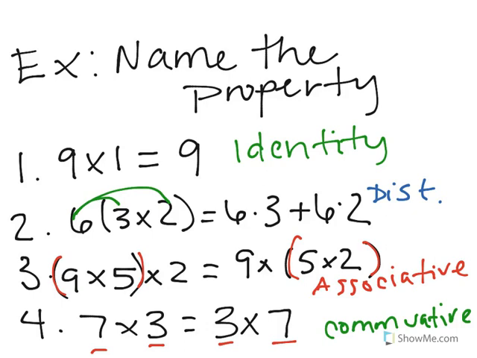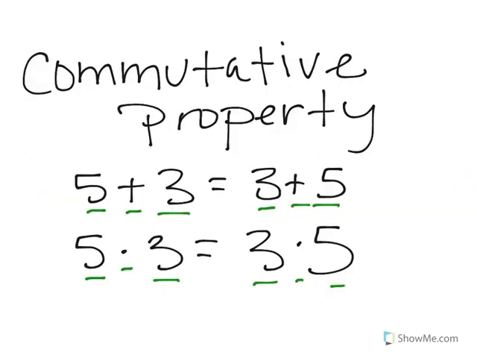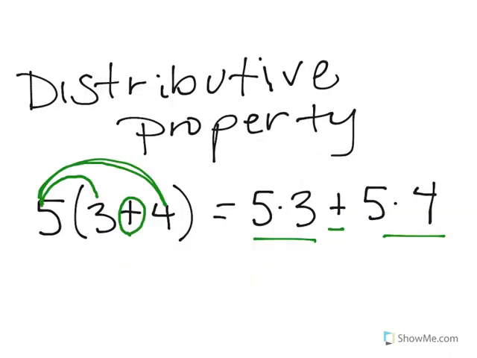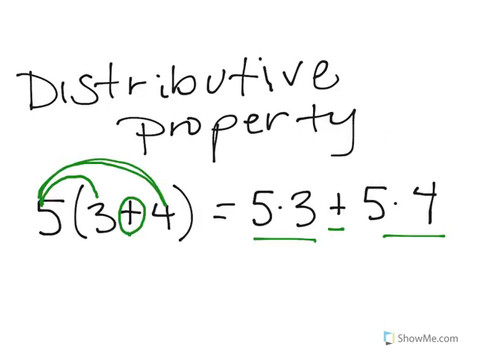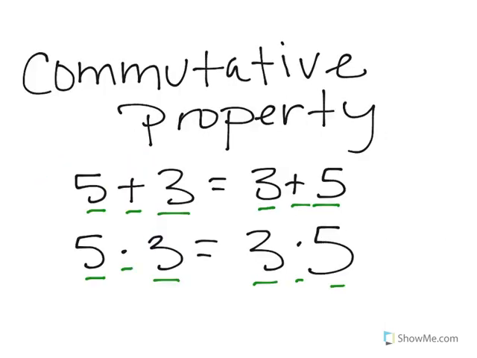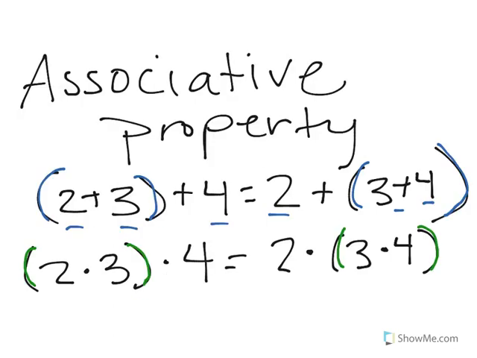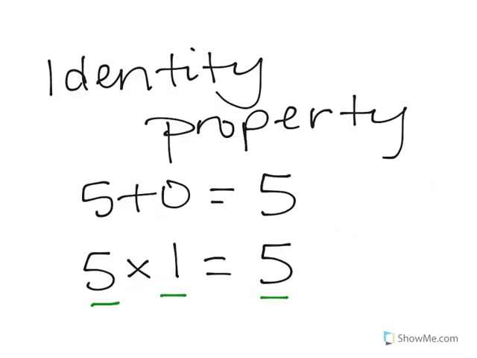And that brings us to the end of the lesson. So again, we just have to remember the properties of algebra that we need to know in 6th grade. The first one is distributive. The second one is commutative. The third one is associative. And the last one is identity.